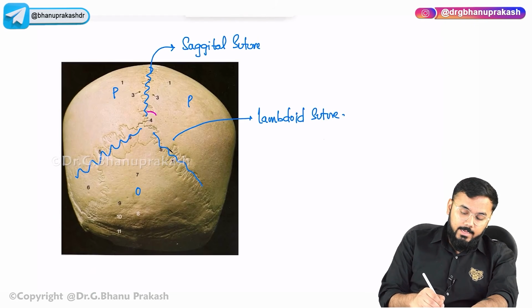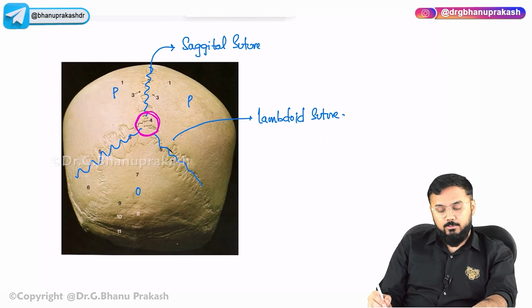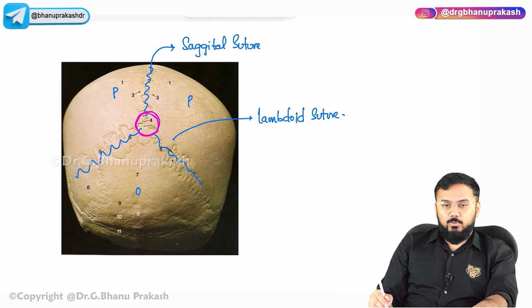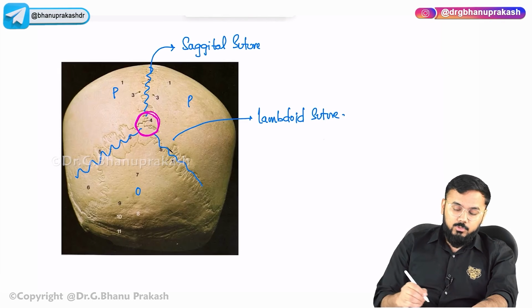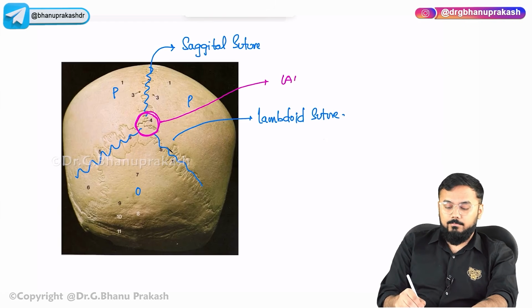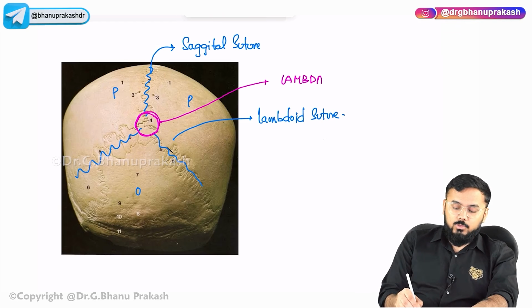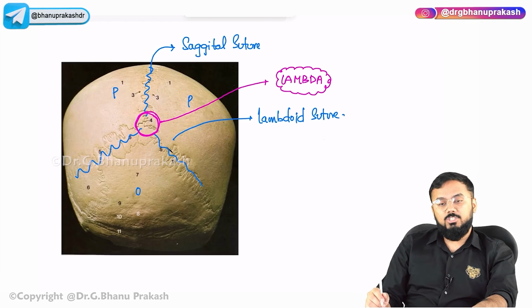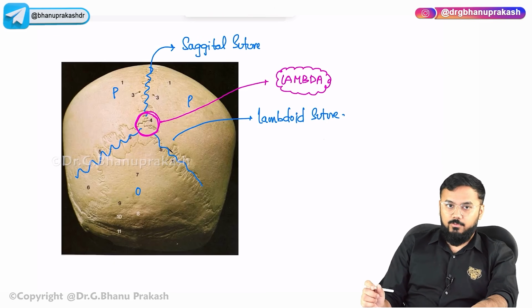So where is the place where this sagittal suture and lambdoid suture are joining? That is the area number 4 over here. This is the place where both the sagittal suture and two lambdoid sutures are joining. This particular area is called as lambda. Lambda is nothing but the junction of lambdoid and the sagittal suture.